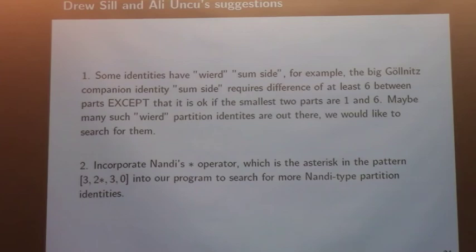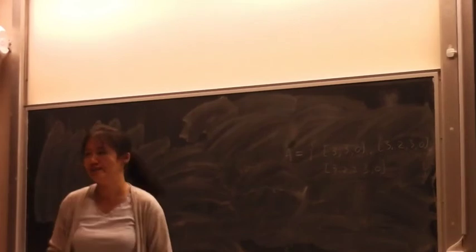Originally, when Eddie asked me this question during the Q&A session, I was a bit stressed, and I said this cannot be incorporated. But no, this can be incorporated, because even though this looks like an infinite set, we are only searching for partitions of integers up to 30 or 50. So this set is going to be finite, and we can certainly incorporate this into our program. Hopefully we'll find more Nandy-type partition identities. All right, thank you.